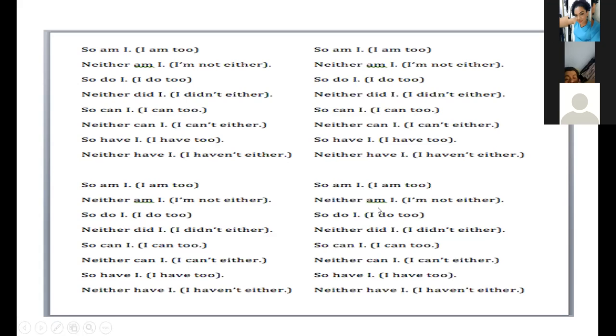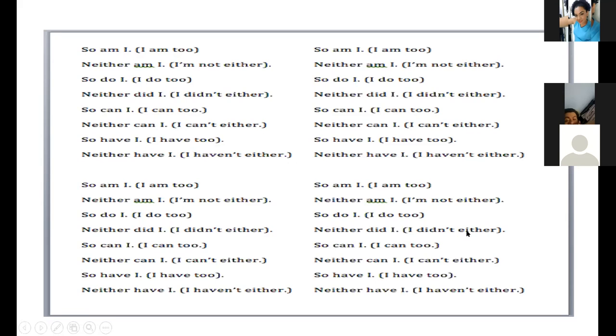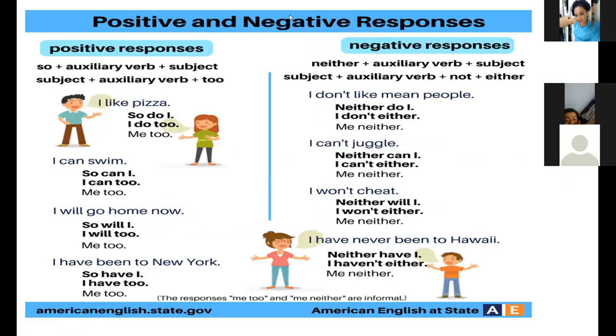Okay, Raquel. So am I. I am too. Neither am I. I'm not either. So do I. I do too. Neither did I. I didn't either. So can I. I can too. Neither can I. I can't either. So have I. I have too. And neither have I. I haven't either. Excellent. Thank you very much, my dear.